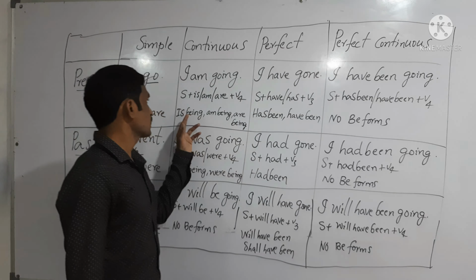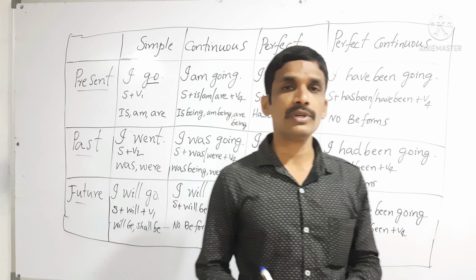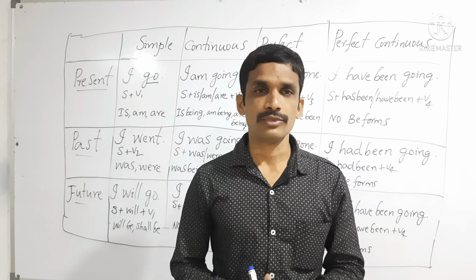And the B forms: is being, am being, are being. We use B forms in the passive structure. In the passive voice, we have to use the B forms.